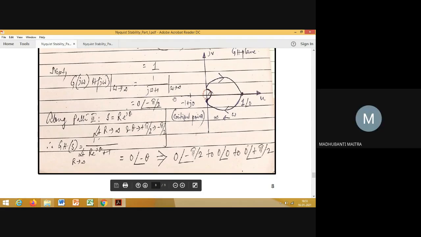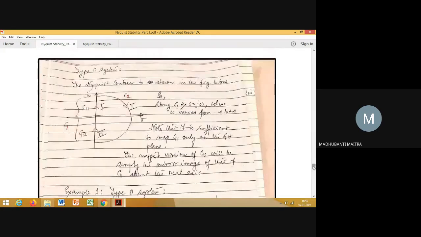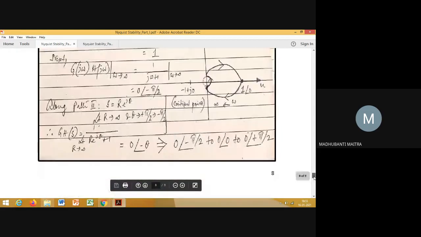So this is my GH plane and this is the critical point minus 1 j0. And as I said, the mapped version of path 3 will be simply the mirror image of the mapped version of path 1 about the real axis, right? So this is our path 3. Okay, so this is nothing but the GH contour, and that is the Nyquist plot. So this is the Nyquist contour and this is my Nyquist plot. So we have sketched the Nyquist plot.